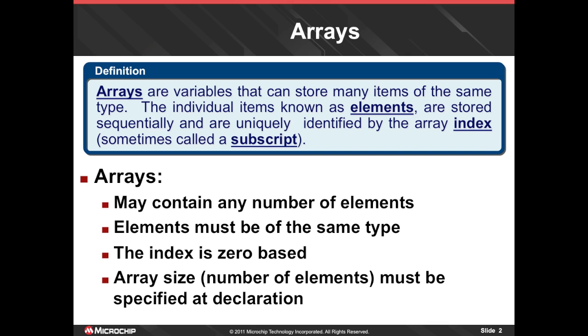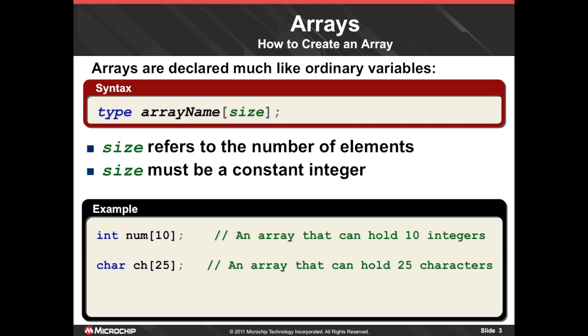Array size must be declared as specified at the declaration. And what that means is you cannot add an element of an array after you've already created it. Arrays are declared much like the ordinary variables that we normally see in our code. So we have the type of variable, so that could be int or char, our identifier, which is our array name. Again, it's all lowercase using the camel case method. And then the size, or the number of elements we want in the array, is enclosed in square brackets. So that size refers to the number of elements, and the size must be a constant integer.